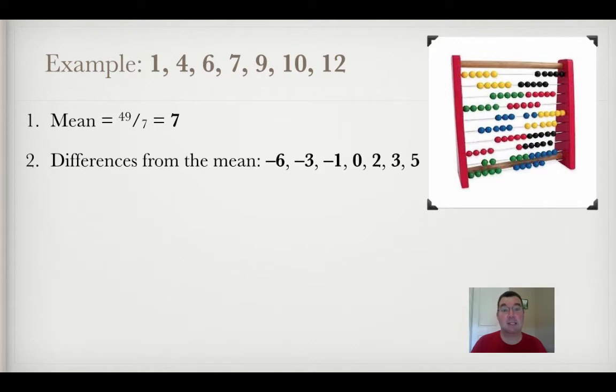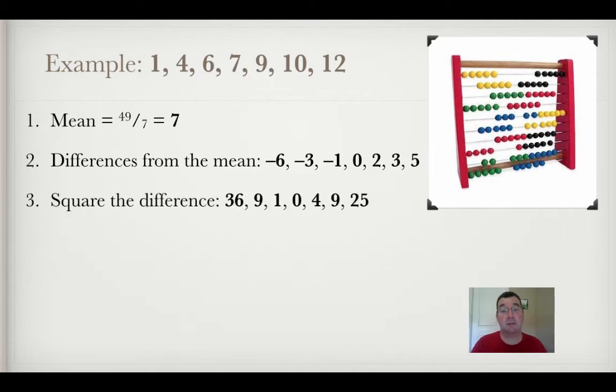Now let's look at how far each number is from the mean. So I basically take each number and subtract 7, which is the mean. 1 minus 7 gives me -6. 4 minus 7 gives me -3, and so on, and that's how I get those 7 numbers.